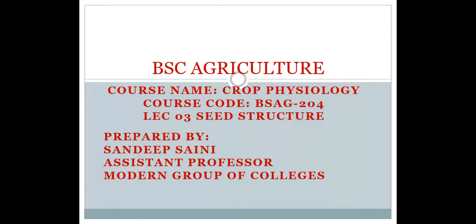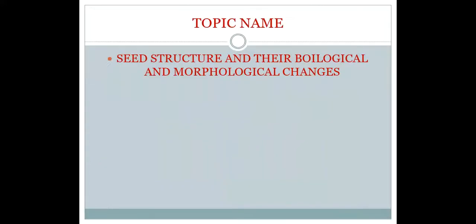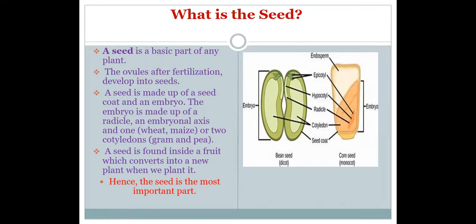Good morning, students. My name is Sandeep Saini, and we are going to start the lecture of crop physiology, having a course code of BSAG 204. The lecture name is seed structure. In this lecture, the important topic is seed structure and its biological and morphological changes.